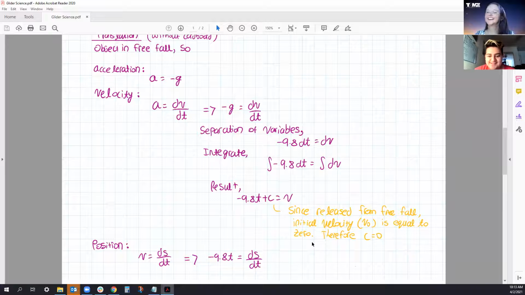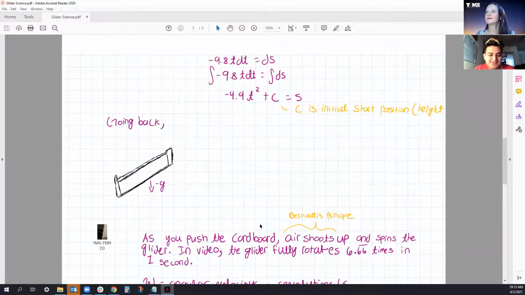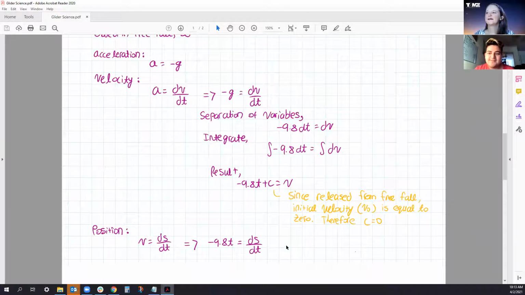The t is time, c would be the initial velocity. So let's say I give it a push, that's what you would add. And continuing, you can find the position of the object by doing the same process, just taking the integral of the velocity with respect to time, and that would give you the position.